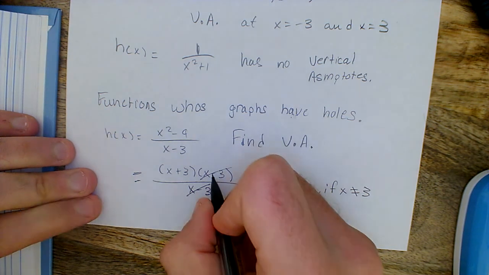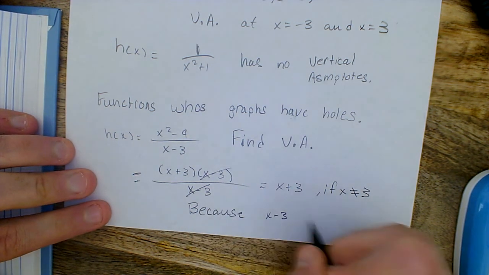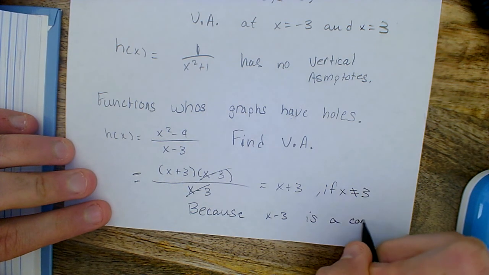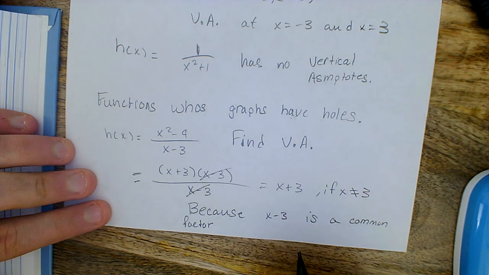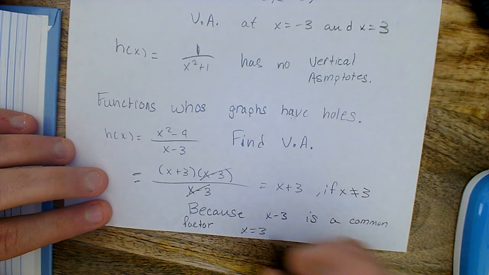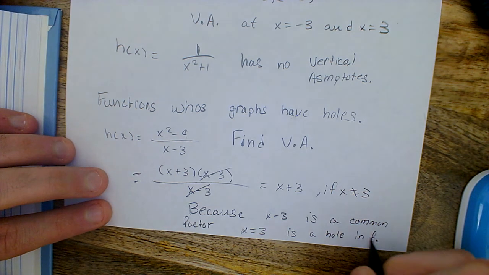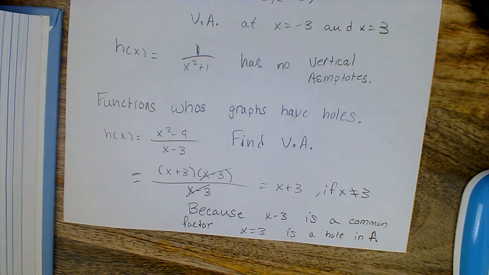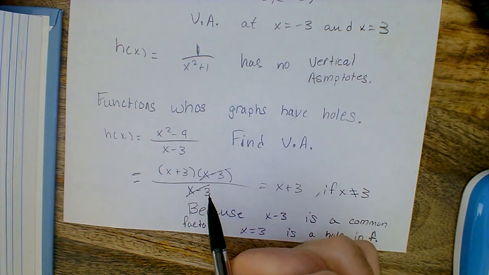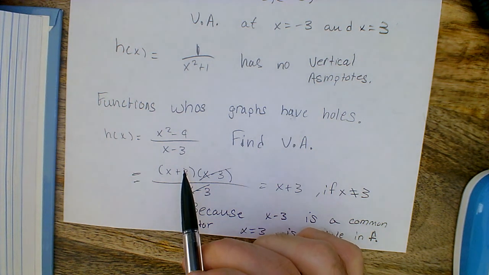So actually, because x minus 3 is a common factor, x equal to 3 is a hole in the graph of h. Okay? So anytime you have a common factor and you cancel out like that, you still get a hole in the graph. It actually becomes a non-vertical asymptote.